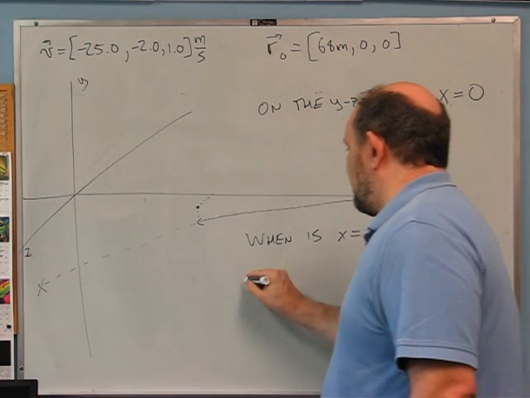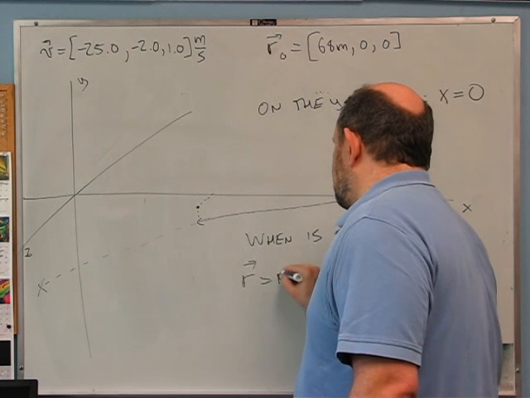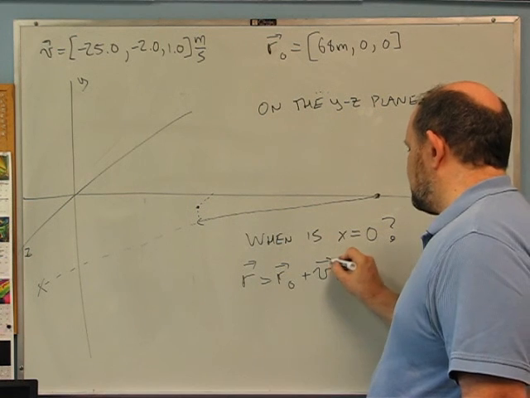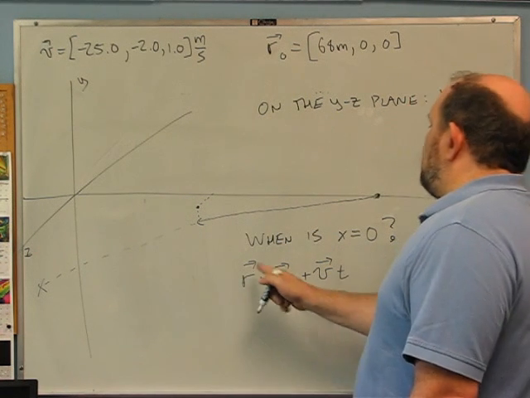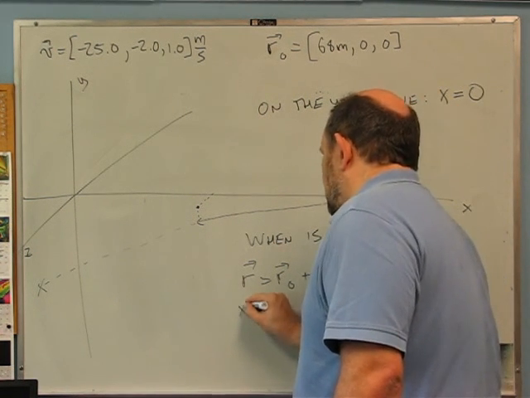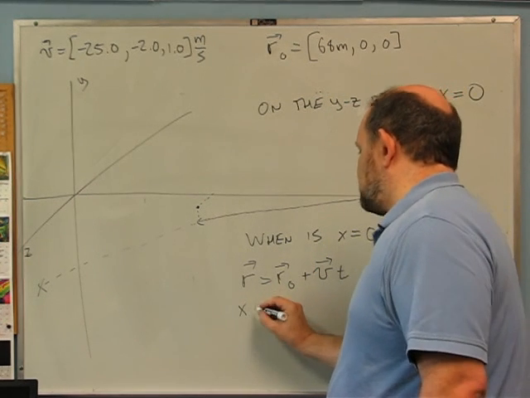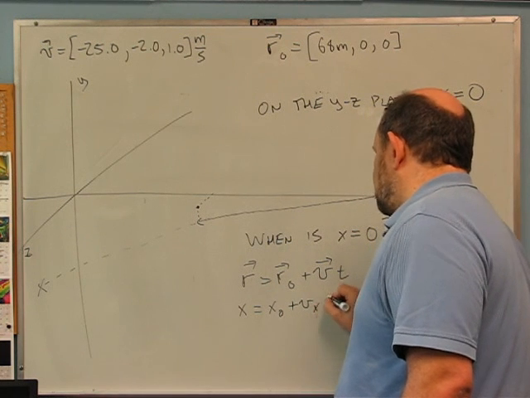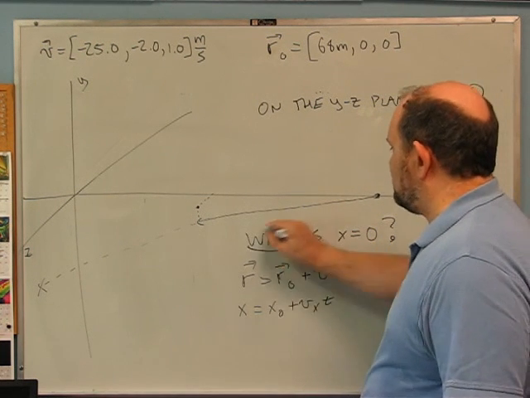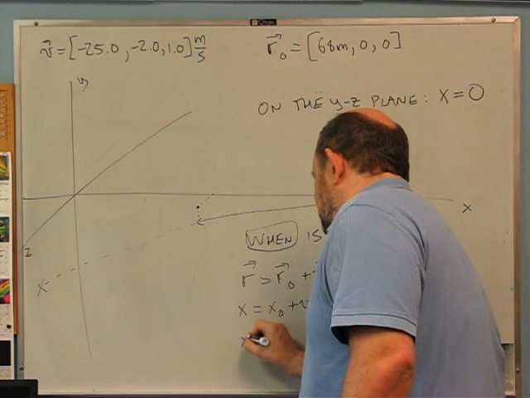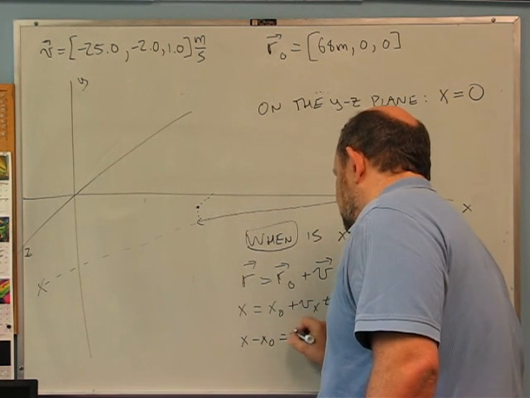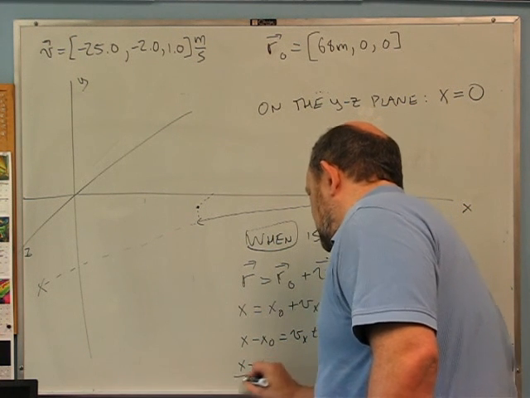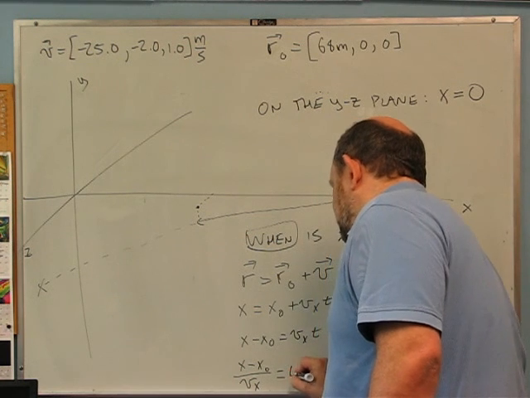The way I can figure that out is to start with r equals r0 plus vt. So r0 has to be a vector. Pull out just the x component of this. I also sometimes call this r sub x, but I'm just going to call it x here. x is equal to x0 plus vx t, t, when. I'm answering the when question first. So let's find t. I subtract x0 from both sides, and I divide both sides by vx, so x minus x0 over vx is equal to t.